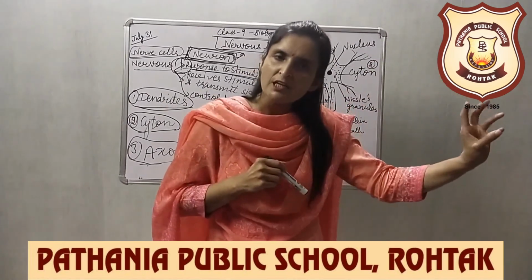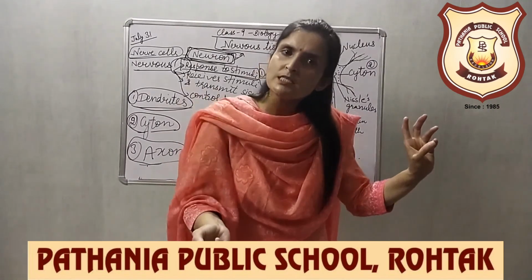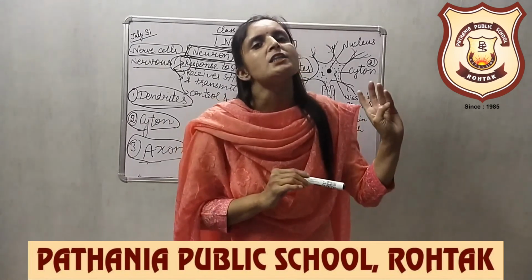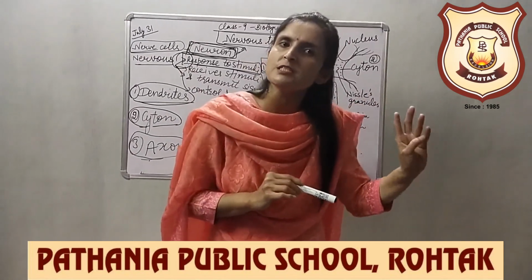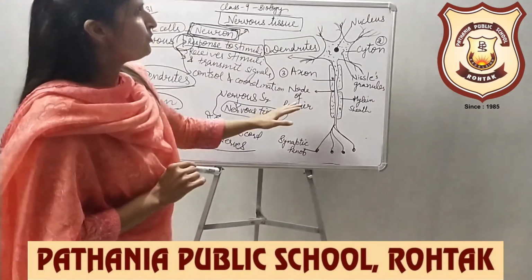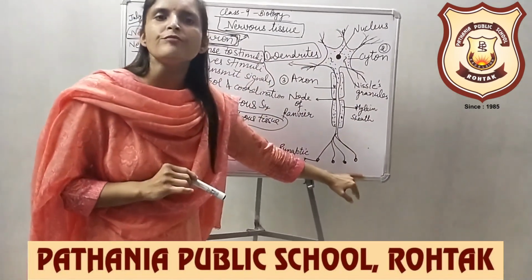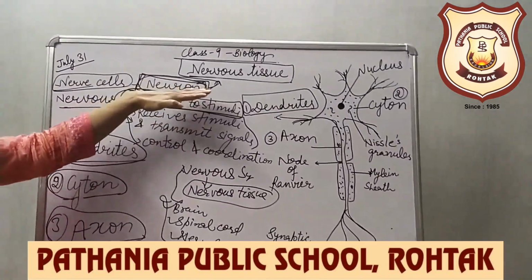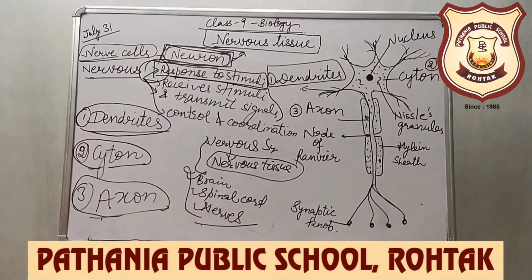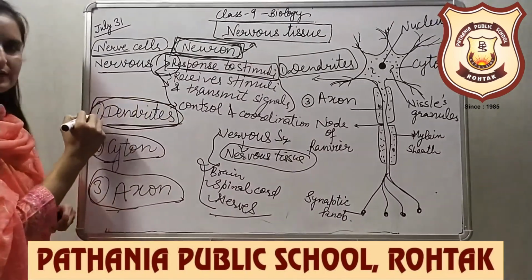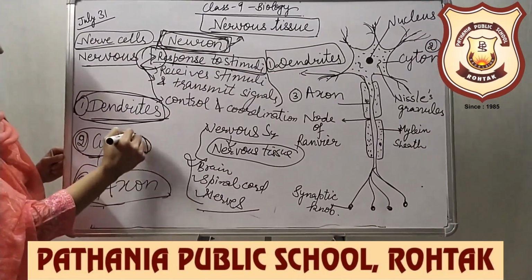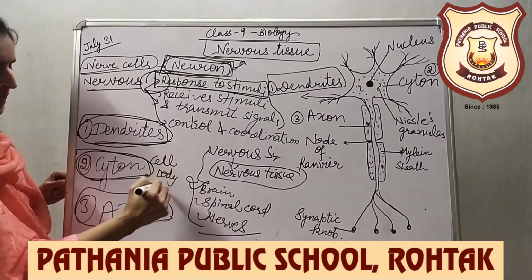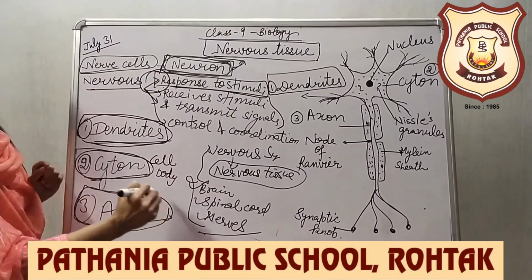So, generating a response to the stimulus and coordinating with the different body organs are the main functions of the nervous system. Now let us begin with the structure of a neuron. Each nerve cell or neuron has three main parts. Number 1, dendrites. Number 2, cyton, also known as the cell body, and number 3 is the axon.